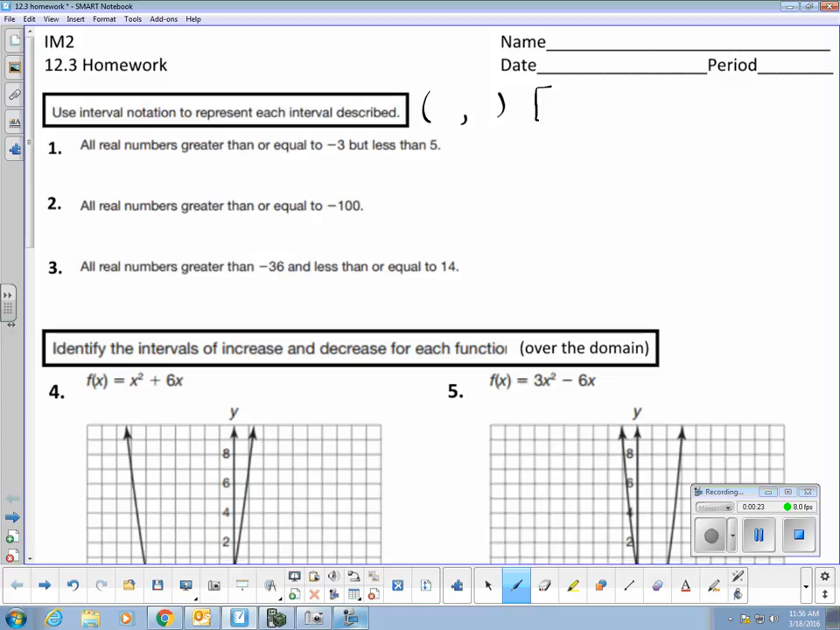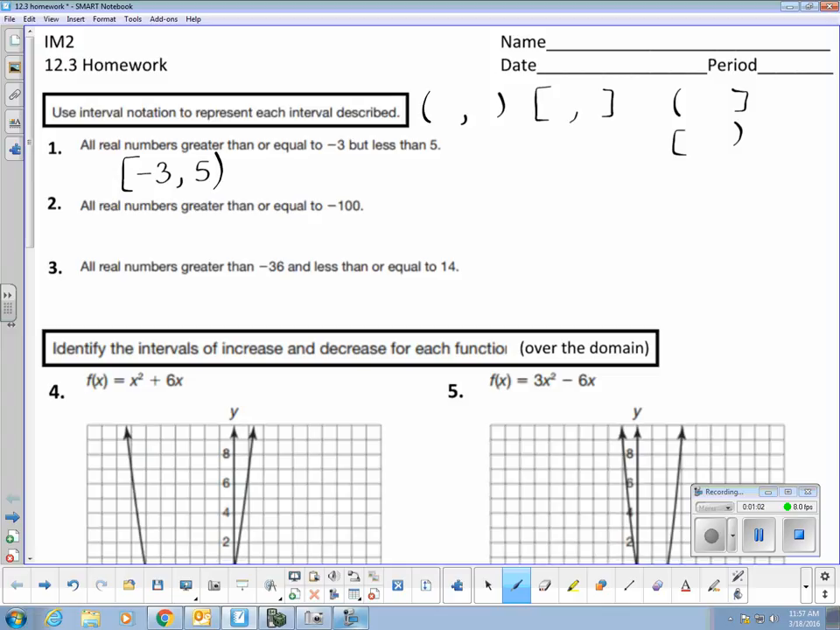A closed interval is when we use brackets, which means the beginning and the end numbers are included in that set of values. And then we can have both open and closed in an interval notation. So if I'm looking in number 1 at all real numbers greater than or equal to -3 but less than 5, my beginning value is -3, my ending value is 5. And because it says greater than or equal to, that does include -3, but only less than 5, so it does not include 5, so I use my parentheses.